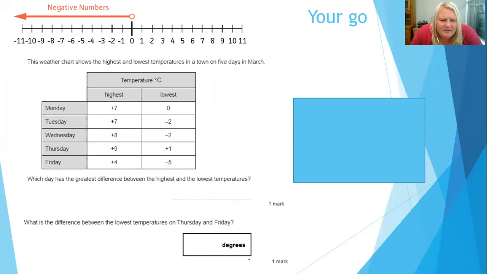Okay, you have a go. Read this. It's a very similar question. It might be different things, but you read the table and answer the questions. Pause the screen, unpause when you're ready.